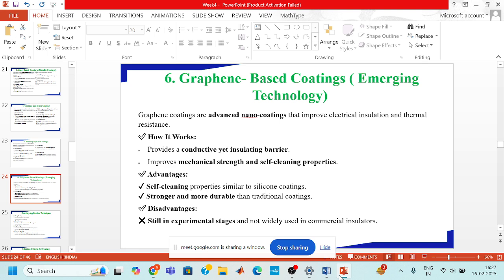The advantage of using this is that it provides self-cleaning properties, which is similar to the silicone coating, and it gives stronger and more durable coatings than the traditional coatings. But it is still in experimental stages and not widely used in commercial insulators.